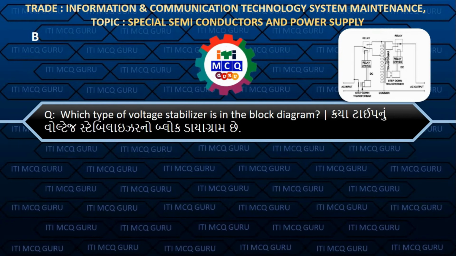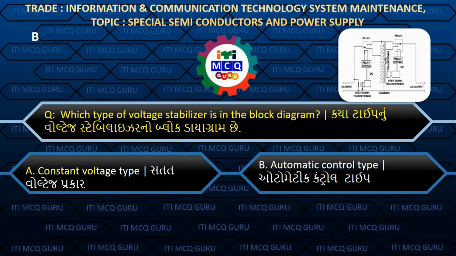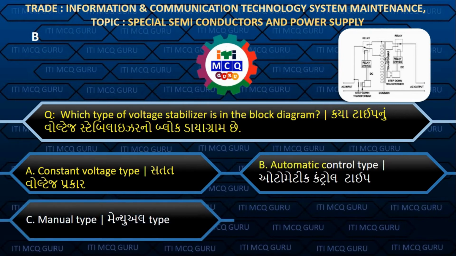Which type of voltage stabilizer is in the block diagram? કયા ટાઈપનું વોલ્ટેજ સ્ટેબિલાઇઝરનો આ બ્લોક ડાયાગ્રામ છે? The answer is B, automatic control type.